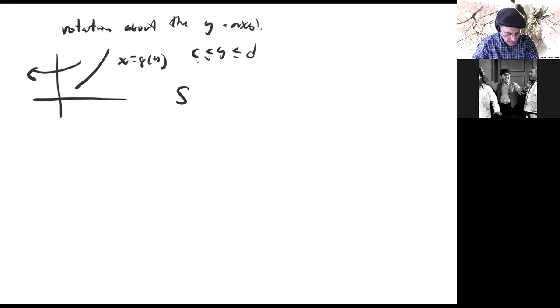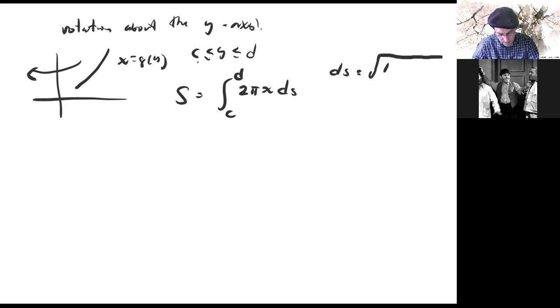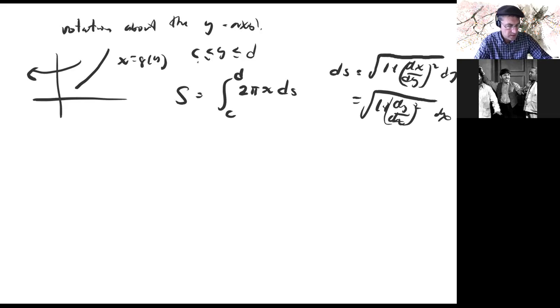So then the surface area in that case is the integral from c to d of 2 pi x ds, where ds is as before. Okay, so ds in this case would be the square root of 1 plus (dx/dy) squared dy, and dx/dy is of course g prime of y. It's also, as before, the square root of 1 plus (dy/dx) squared times dx. Okay, so let's try an example.